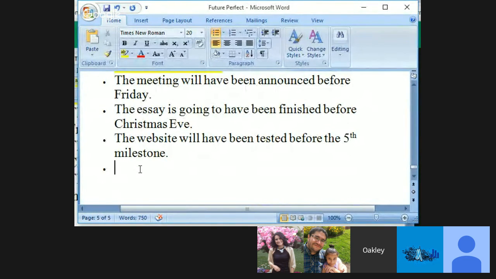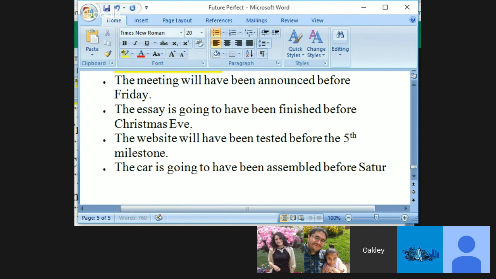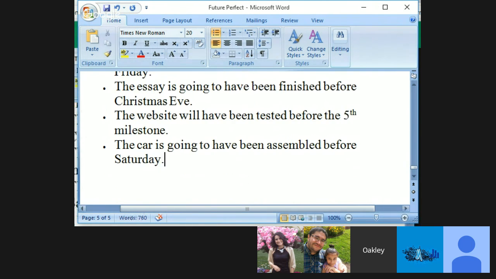Juan Pablo, would you like to give it a try? Okay, let me try. The car is going to have been assembled before Saturday. Okay. Cool. All right. The car is going to have been assembled before Saturday. Juan Pablo, do you build cars? No, only for the example. Just checking. All right. Cool.